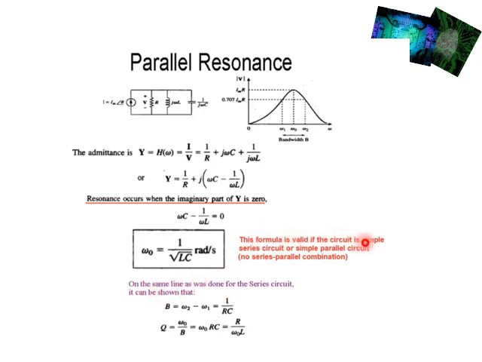This formula is valid if the circuit is simple series or simple parallel. If the circuit has a combination of series and parallel, then this equation is not valid. On the same line as we have done before in series circuit, it can be shown that B equals omega 2 minus omega 1 equals 1 over RC, and Q is omega naught over B, which is equivalent to omega naught RC equals R over omega naught L.